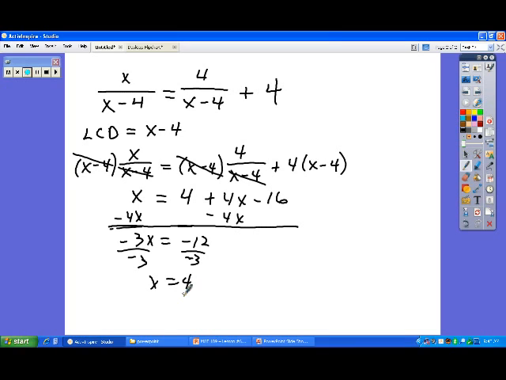Wrong. What haven't I done yet? What happens when I plug it in? So what's my answer? No solution to that equation. I can't allow 4. 4 causes me to divide by 0, so I can't use it. So there is no solution to that equation. There's no value of x which will make that equation true.